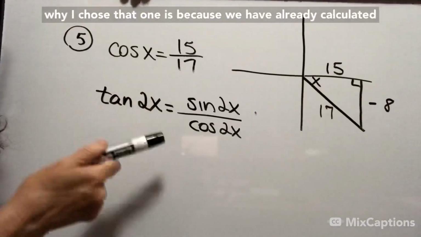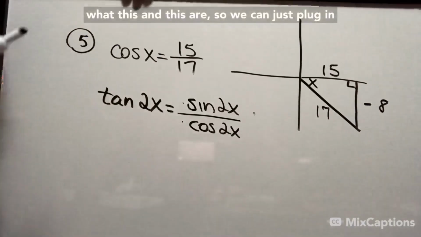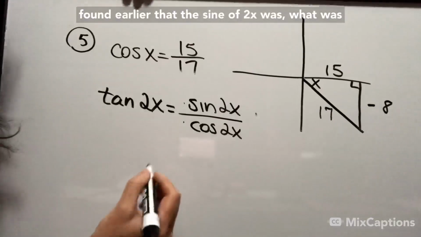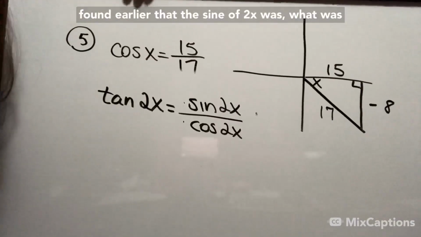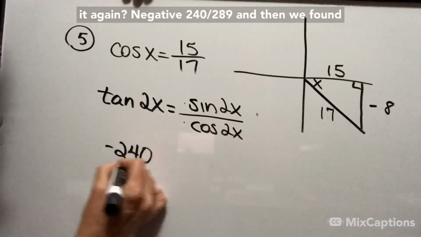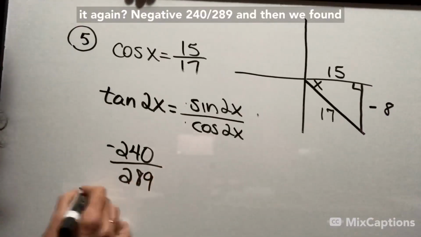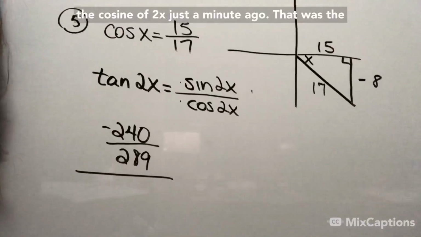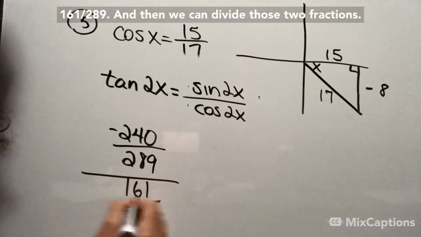Now the reason why I chose that one is because we have already calculated what this and this are, so we can just plug in the numbers that we've already found. Like we found earlier that the sine of 2x was, what was it again? -240 over 289. And then we found the cosine of 2x just a minute ago. That was 161 out of 289.